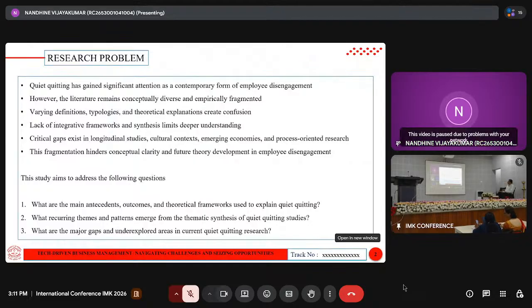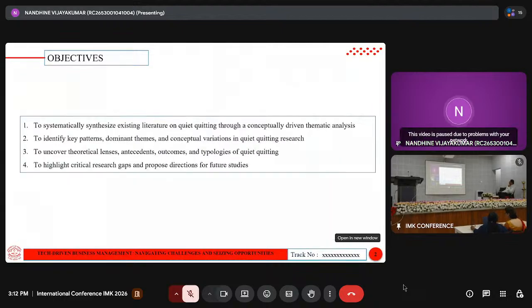This study aims to address the main questions: what are the main antecedents, outcomes and theoretical frameworks used to explain it; what are the recurring major themes from these papers, captured through thematic analysis; and what are the major gaps that are underexplained in this area. The objective is to systematically synthesize the existing literature on quiet quitting through concept-driven methods, to identify the key patterns, dominant themes and conceptual variations in quiet quitting, and to uncover the theoretical lenses and antecedents.